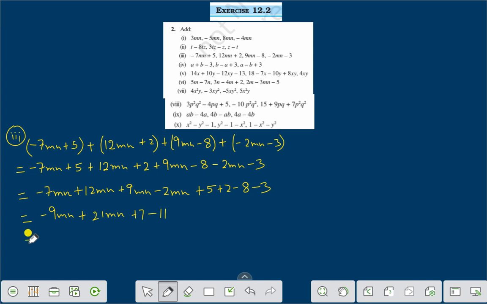Now here you see, one is minus, one is plus. That means you have to subtract 9 from 21. 21 minus 9 is 12, 12mn. And one is plus, one is minus. That is, subtract 7 from 11. It is 4, but 11 is greater, therefore it is minus 4. 12mn minus 4 is the answer of question number 3, right? This is question number 3.